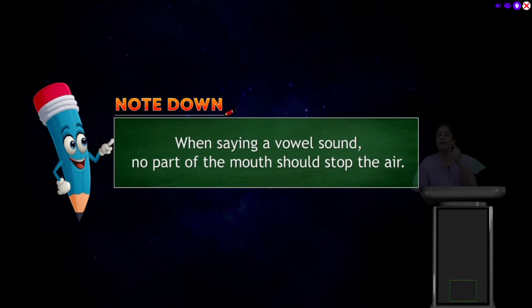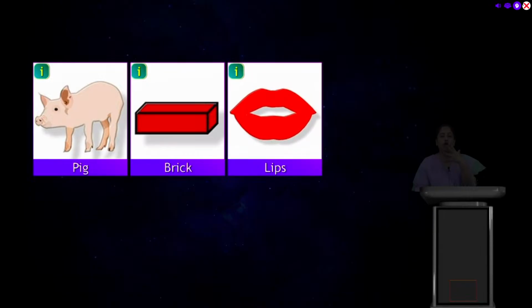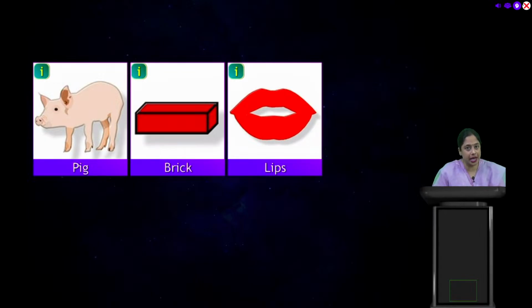So how is a vowel sound produced? A vowel sound is produced with no parts of our mouth stopping the air. There is no blockage, no obstruction. When we combine two vowels together, it produces a new sound. Today's class is all about that.